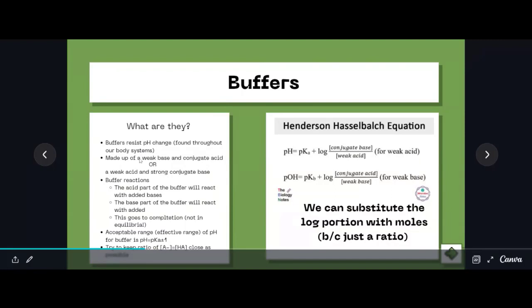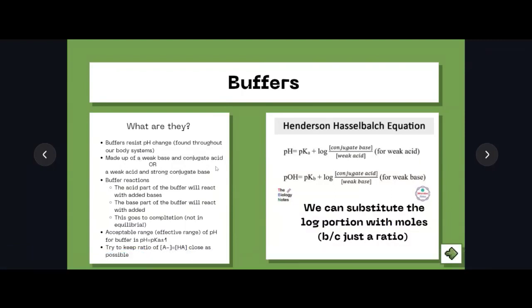But essentially, in Gen Chem, it's made up of a weak base and its conjugate acid, or a weak acid and its conjugate base. They resist pH change because they'll undergo a reaction with the appropriate species. For instance, the acid part of the buffer will react with added bases. So in the lab setting, you would see the base, and then you would put in a buffer, and that buffer will have the acid part of it, and they'll react to produce the resistance to change.